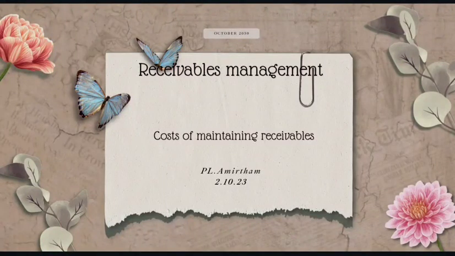Today we are going to see about receivables management. First we have to know what is meant by receivables. It represents the amount owed to the firm as a result of sale of goods or services in the ordinary course of business. It's nothing but when the sale has been made to the other person, the person has to make the payment.